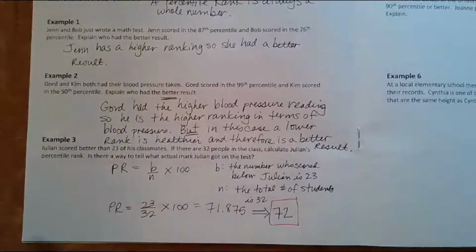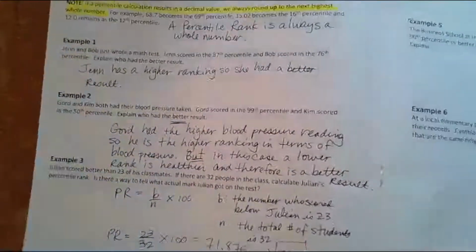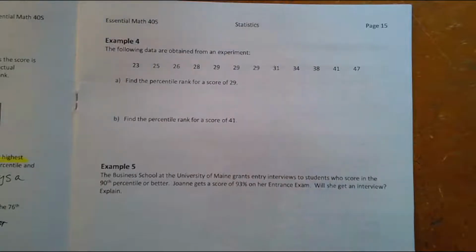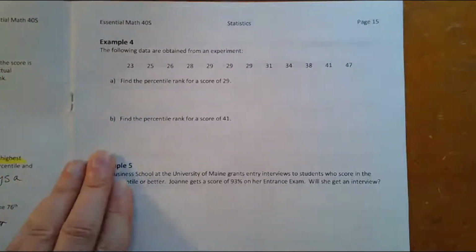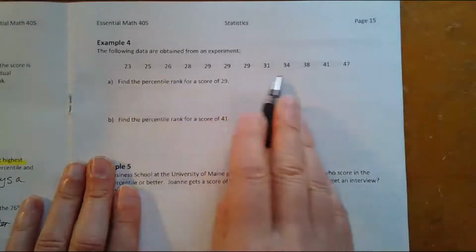All right, let's take a look at a couple more examples. There's example 4. Let's see if we can get through 4, 5, and 6, then I can give you tomorrow's class to work. Example 4, the following data are obtained from an experiment. Find the percentile rank for a score of 29. Well, first let me just make sure. It looks like they're all in order.